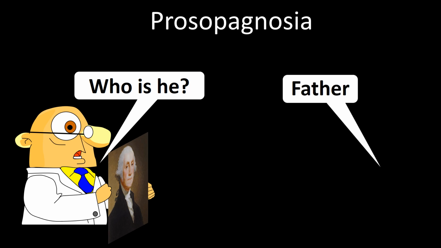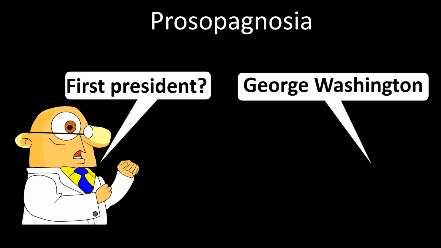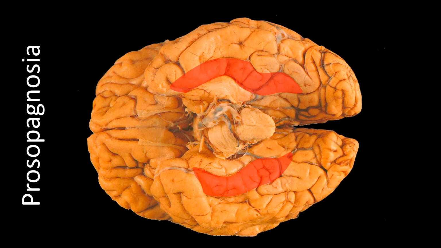They have made the connection that a man cannot be their mother, but still cannot recognize who the man is. But if you ask who was the first president of the United States, they will answer George Washington, confirming that they had the knowledge of the historical character, but were unable to identify him by his facial features. Such a finding indicates involvement of the bilateral temporo-occipital area, usually the fusiform gyrus, as indicated here.